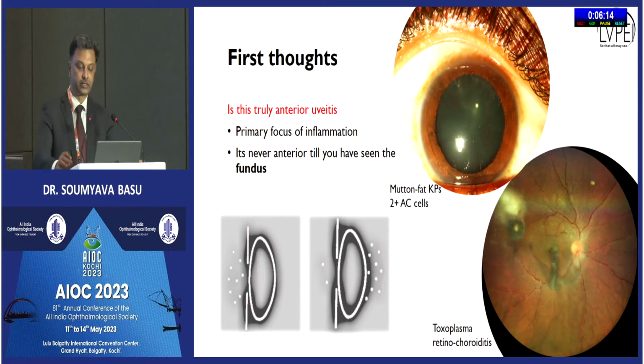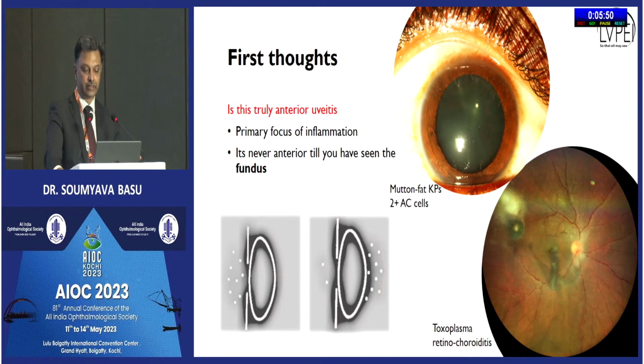Now, this was a patient who presented with mutton fat keratic precipitates, and the first person who saw this patient just saw the posterior pole and missed out this large retinitis lesion that was lying in the supratemporal periphery. This was clearly a case of toxoplasma retinochoroiditis, and it would have been disastrous if we had just treated the anterior segment of this patient.